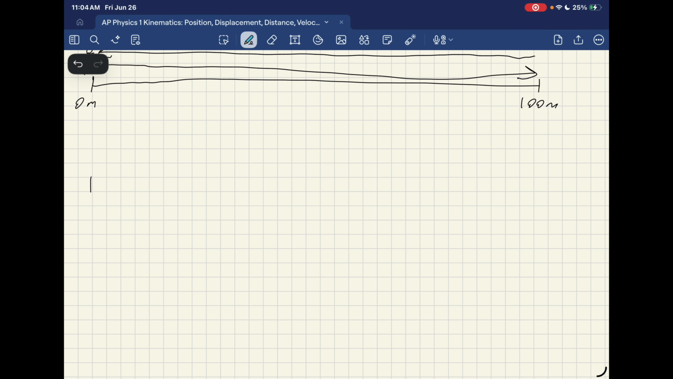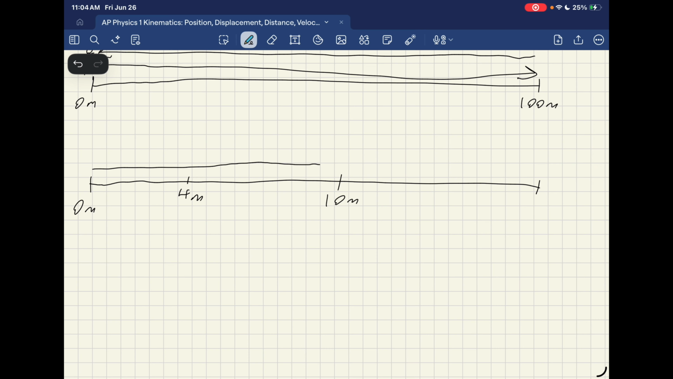Let's say instead, again with our number line, we have a runner who starts at 0 meters and then they travel to, we'll say 10 meters and then back to 4 meters. So first they go east to 10 meters, and then they travel west to 4 meters. What is their distance and what is their displacement in this case?